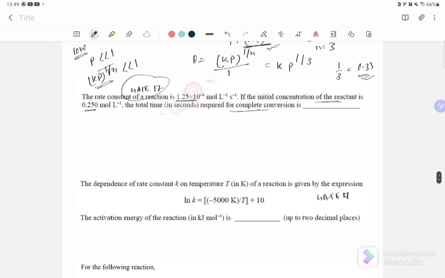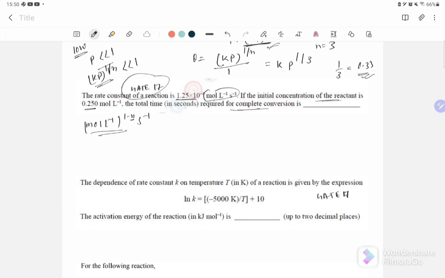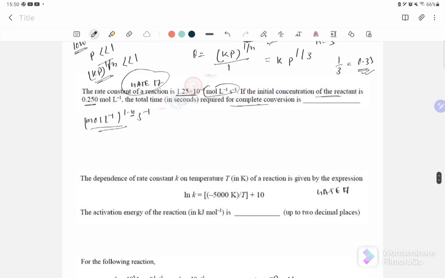So it will be zero order, and from the unit you can also decide that this will be zero order. The general form is: unit is mole liter inverse to the power 1 minus n, second inverse. N is the order, so if n is 0 then the unit is the same. Okay, so here the rate constant is given.